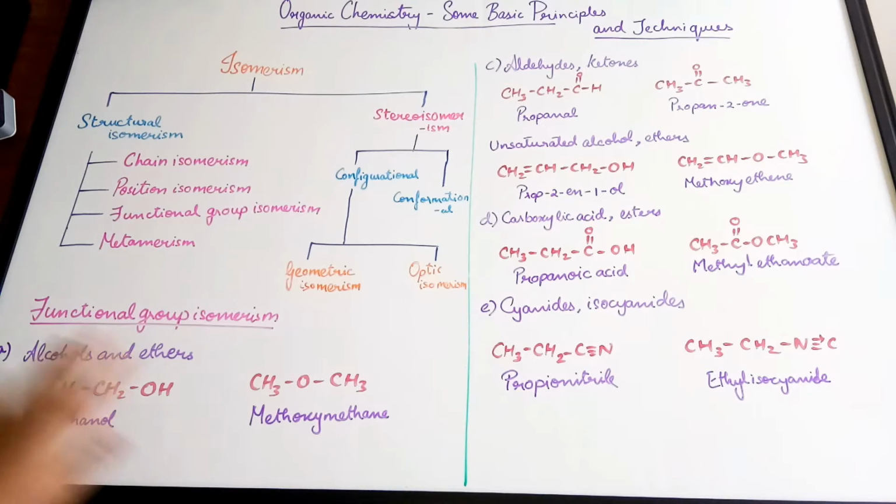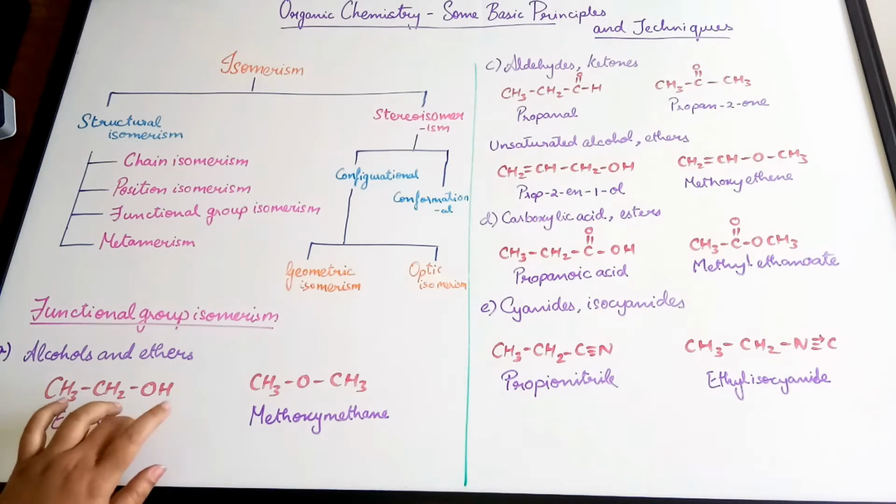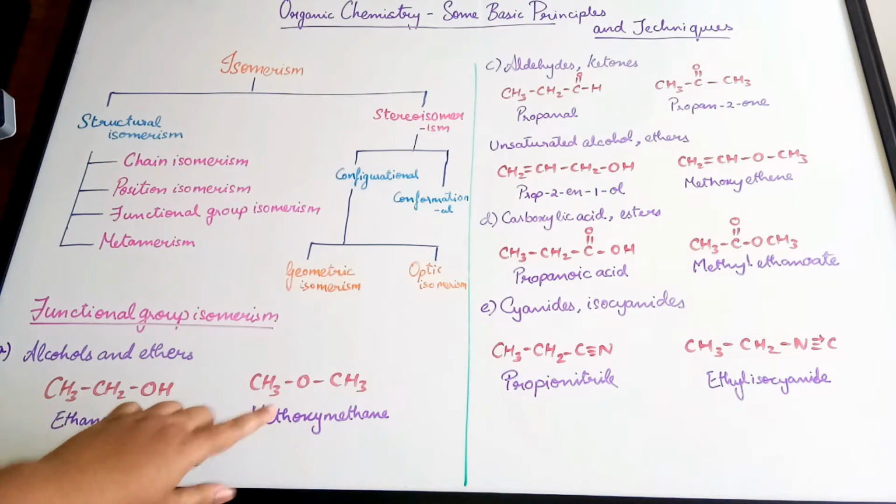Both these molecules have the molecular formula C2H6O. And here, however, it's an alcohol, whereas in this case it's an ether.